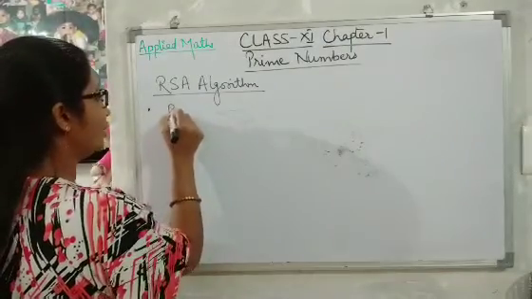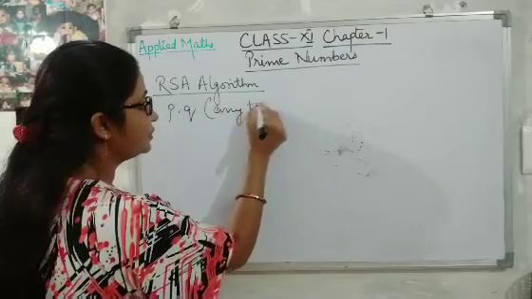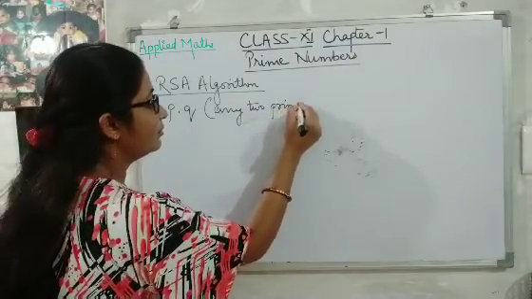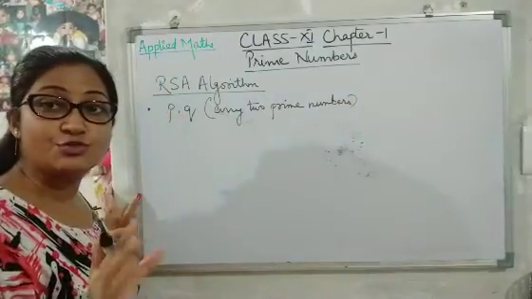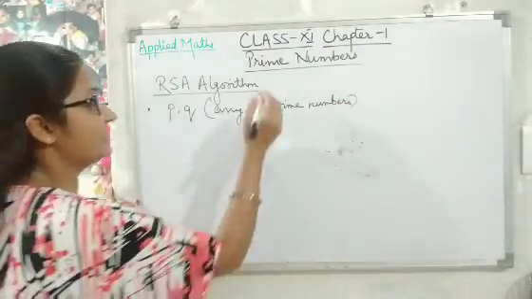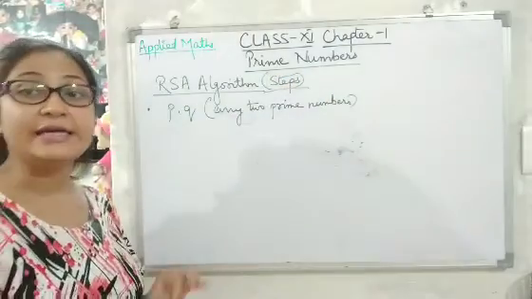I am writing in short here, I am taking P and Q, any two prime numbers. P and Q are any two prime numbers. This is the first thing that you have to do. I am writing here that these are the steps of the RSA algorithm.